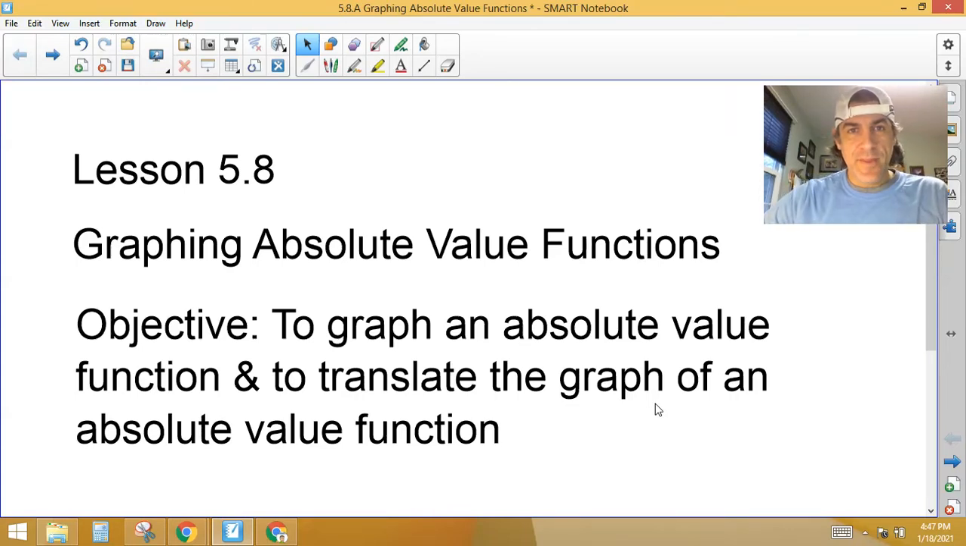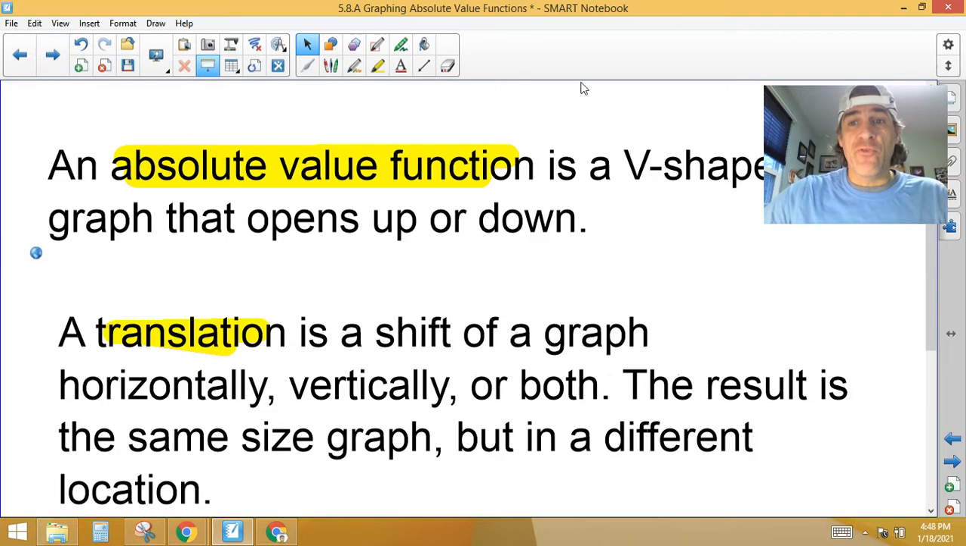Last lesson here, lesson 5.8. Not even a letter because this is the only one of 5.8, kind of condensing two into one because they're both kind of shorter. We're going to be graphing absolute value functions. We've worked with absolute value in the past. Our objective is to graph these absolute value functions and then translate the graph of an absolute value function. All right, so there are some notes for this section.